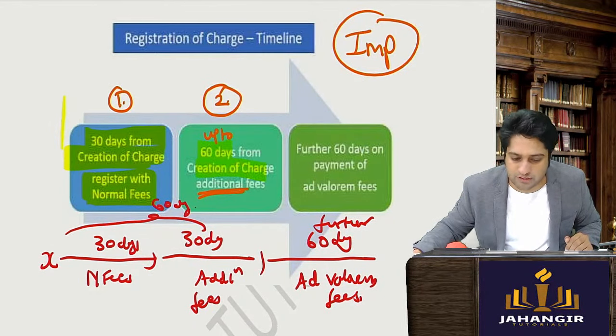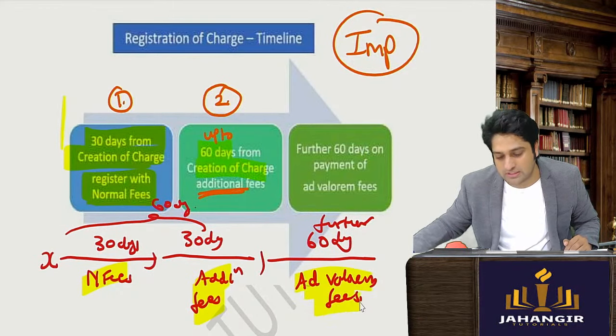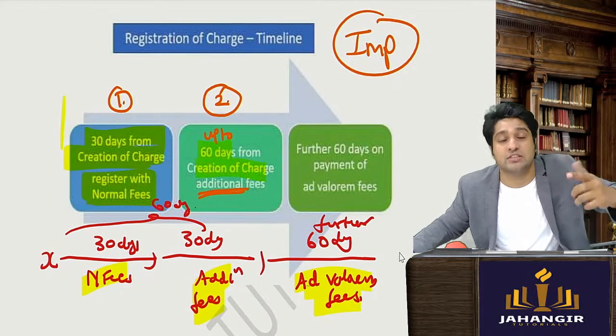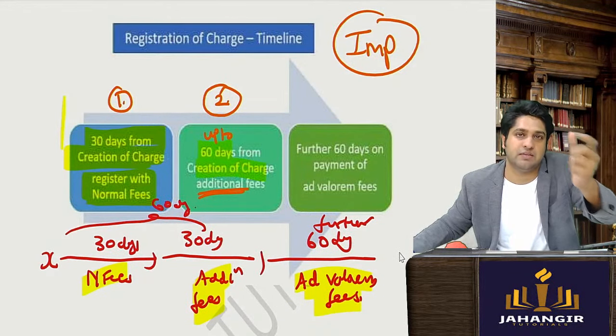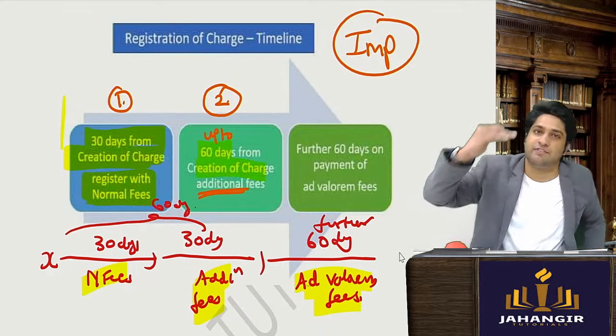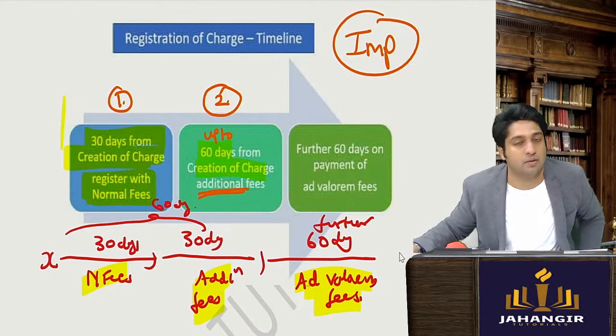So one is the normal fees you have to pay. For this delay you have to pay additional fees, and for this delay you have to pay more fees, that too on the value. Now they have capped it. We will see whether it is 1 lakh or 5 lakhs. They have capped it, so beyond this you don't have to pay the ad valorem fee.